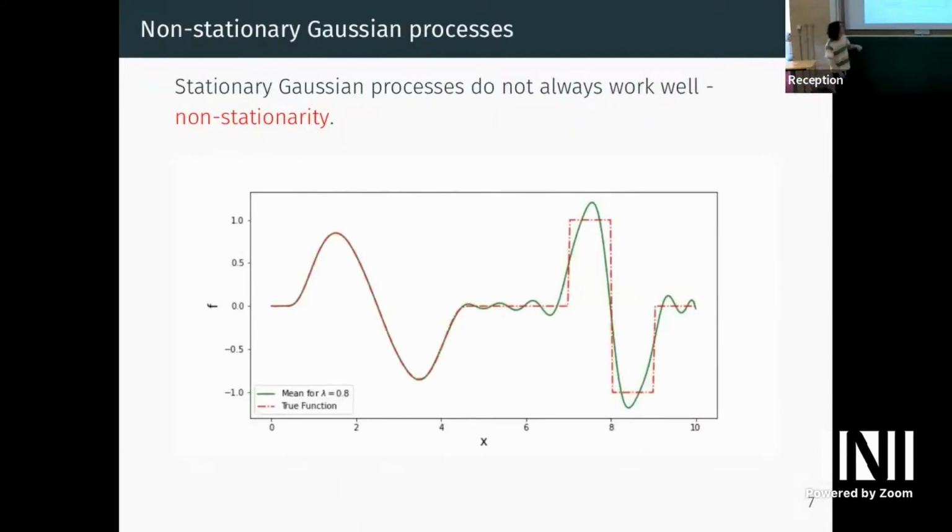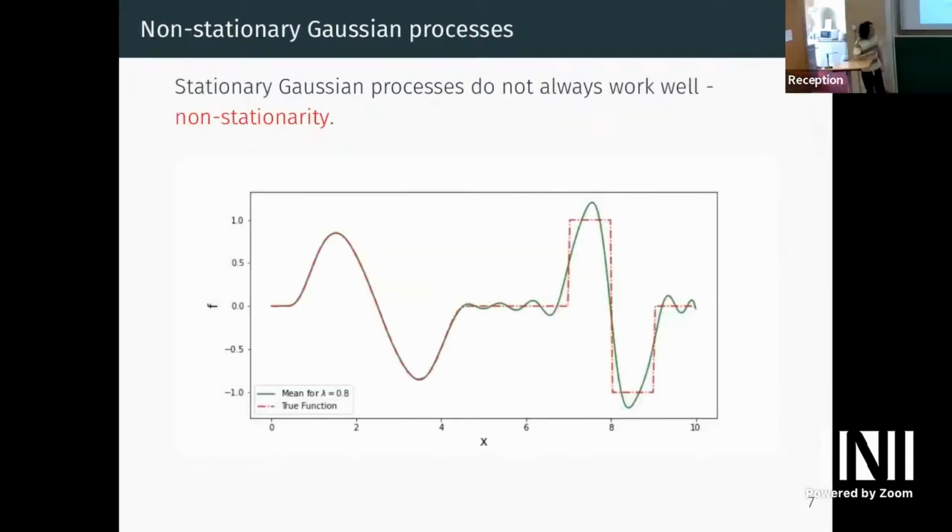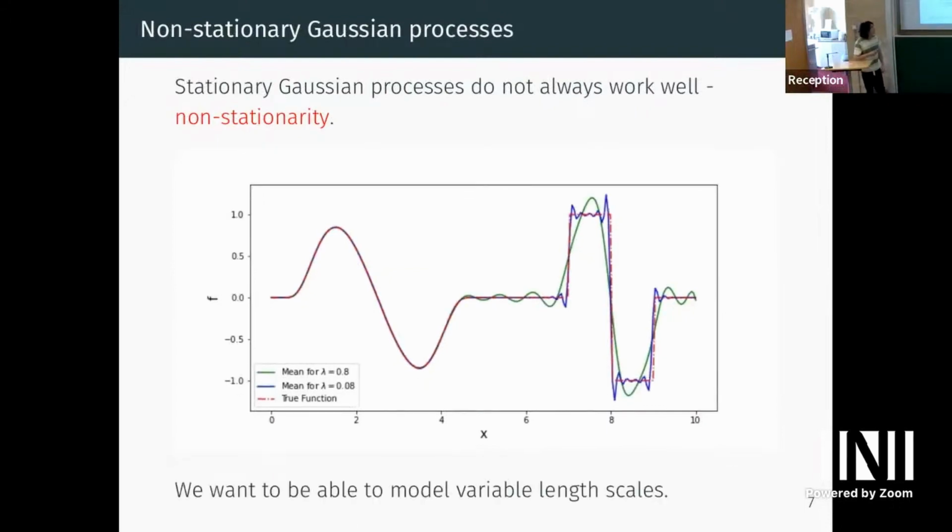So if we have a non-stationary function, on the left we have this very smooth function, and on the right we have this step function. What we would want is a length scale that is very flat here, and then here we're going to make a big change. This is using the Gaussian kernel, and we can see that we can't select a single length scale that will handle both.